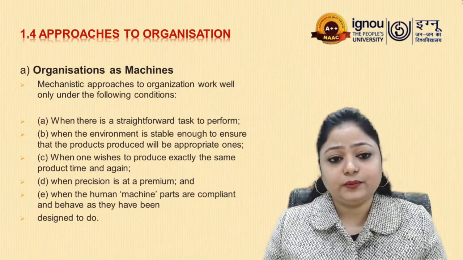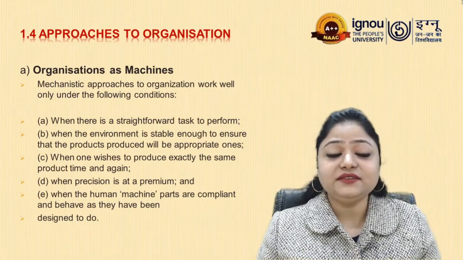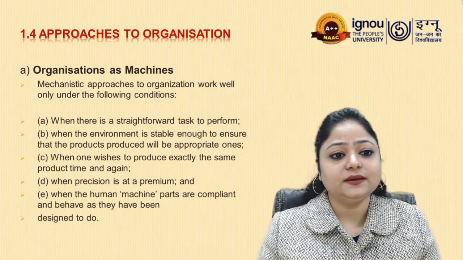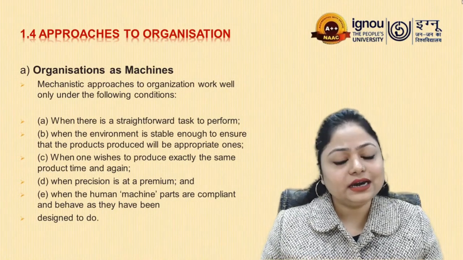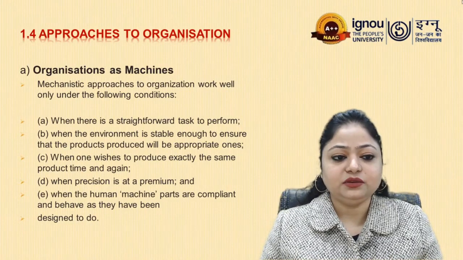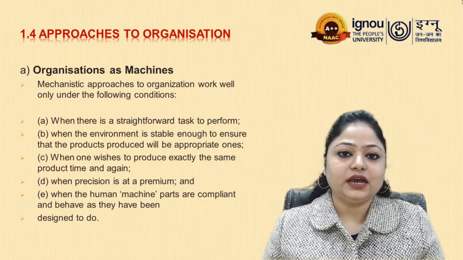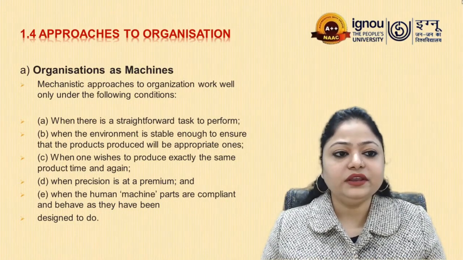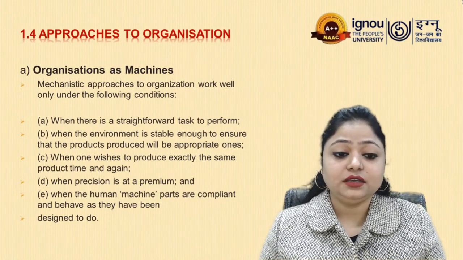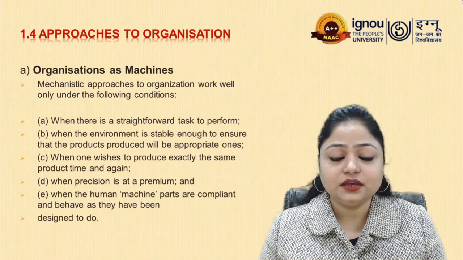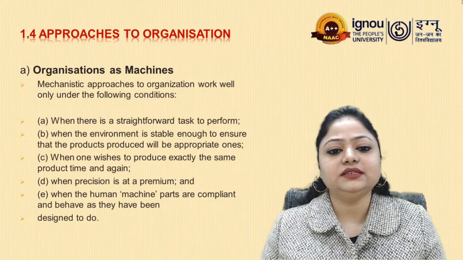So the mechanistic approach to organization works well only under a few conditions. As we have discussed, organization is an open system, while machines are somewhat a type of closed system. But we can understand it as a machine in the light of certain assumptions. So, when there is a straightforward task to perform, there is no hindrance from the outside world. There is no involvement or effect. It cannot affect the internal decision. So, a straightforward task has to be performed. Then only we can consider organization as a machine.